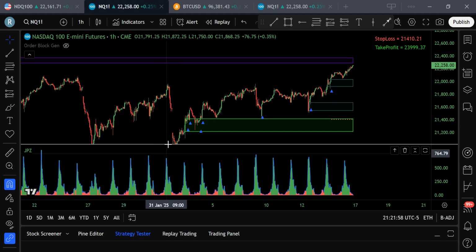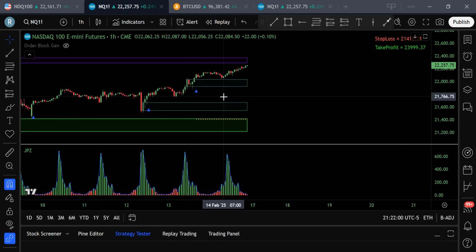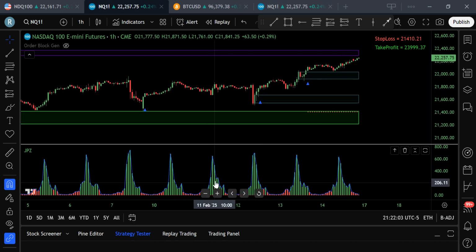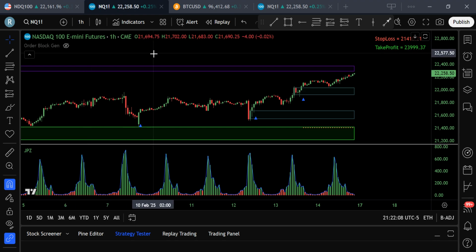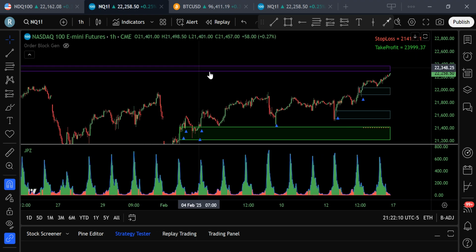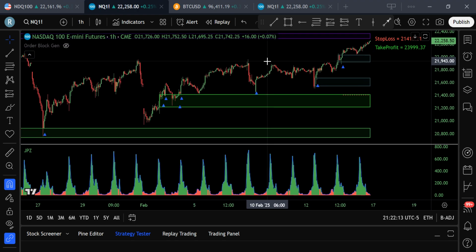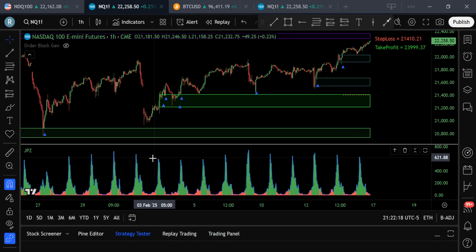As we can see here on the bottom part, as I zoom in here, it'll show volume as well. And we're on the NASDAQ E-mini futures chart, the 1 hour chart here. And as it calculates both volume and price action characteristics, it is going to find areas where it is very likely to reverse from.